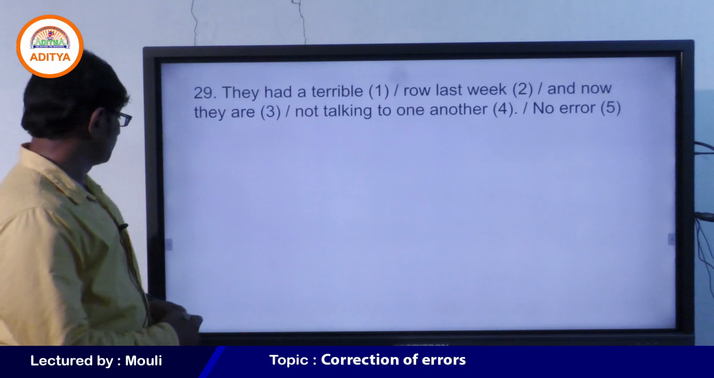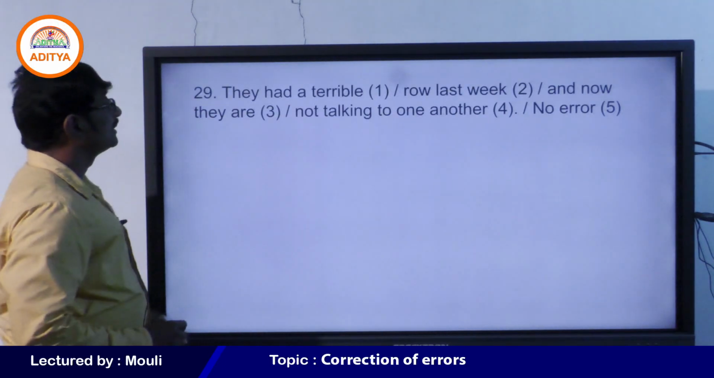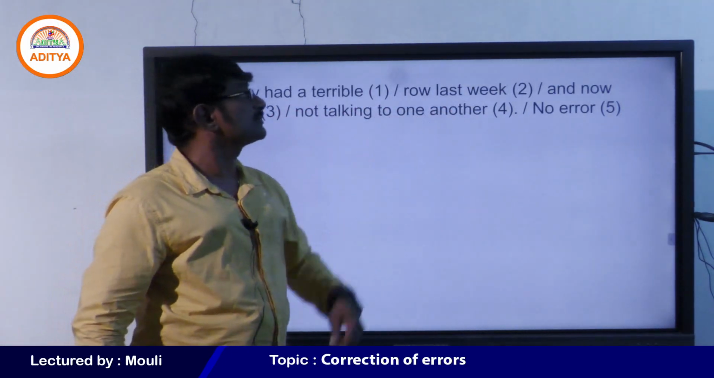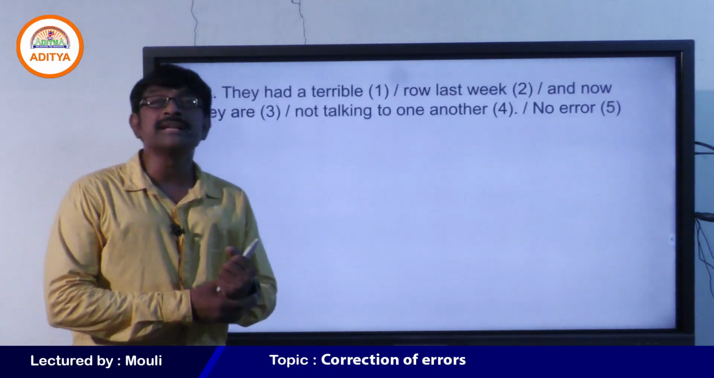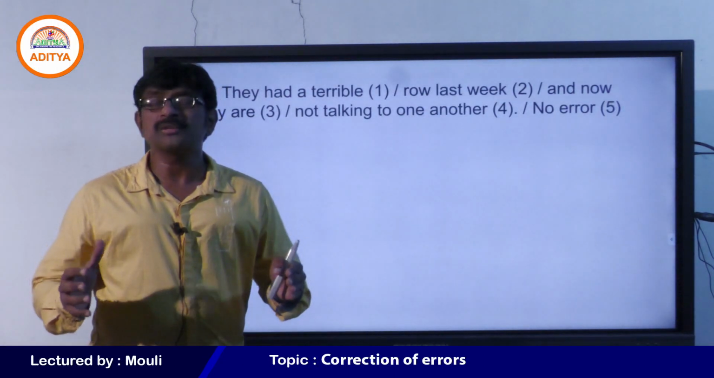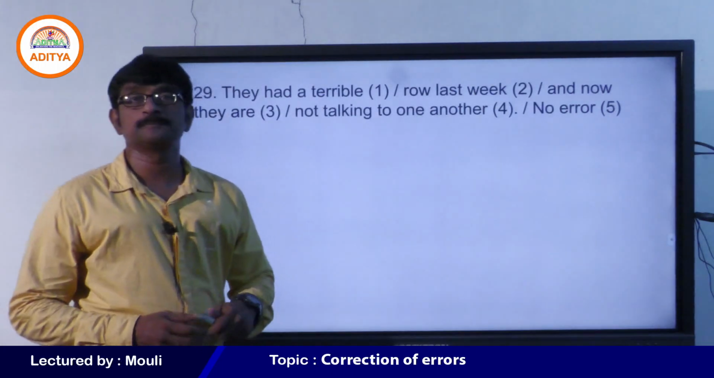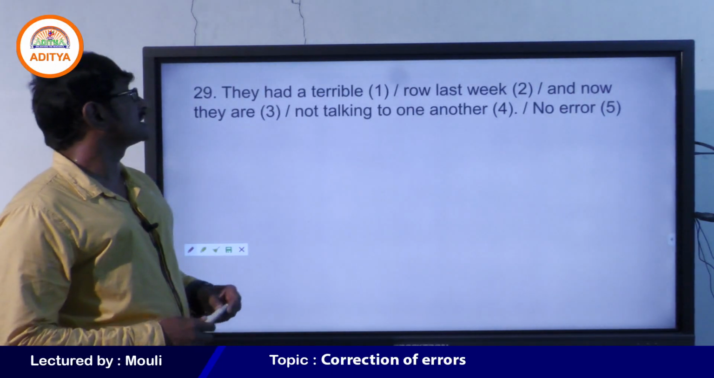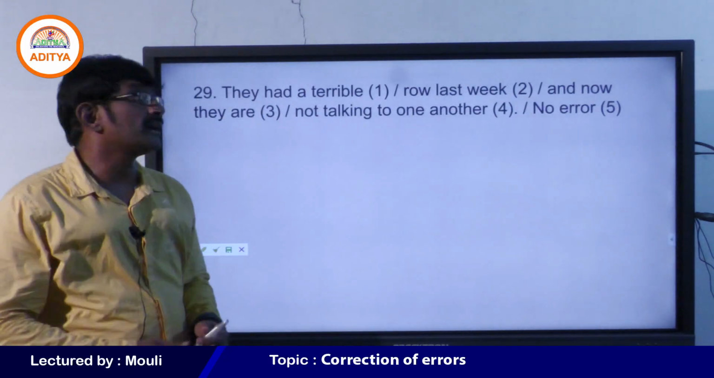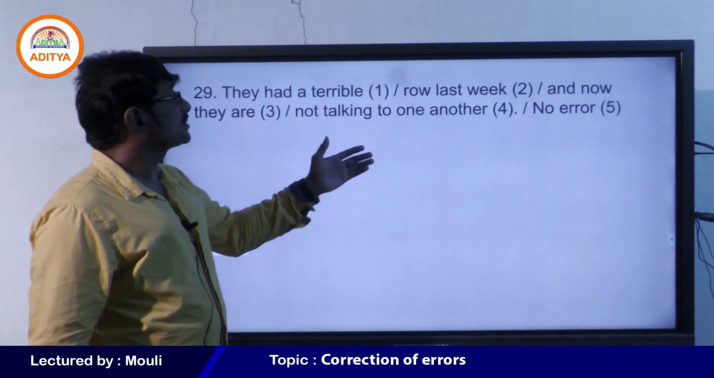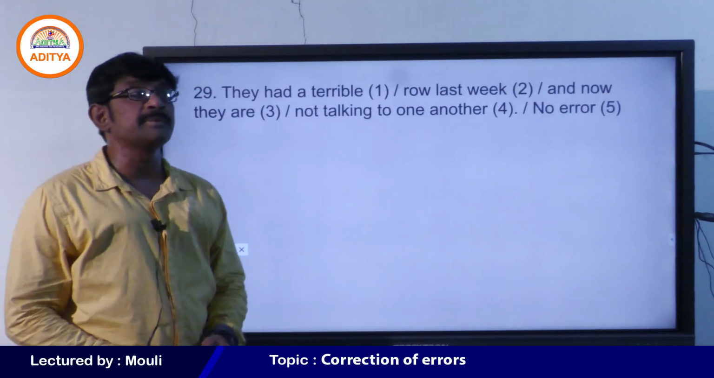They had a terrible row last week, and now they are not talking to one another. So what will be your answer in this? What will be your answer? They had a terrible row last week. Now they are not talking to one another. What will be your answer?